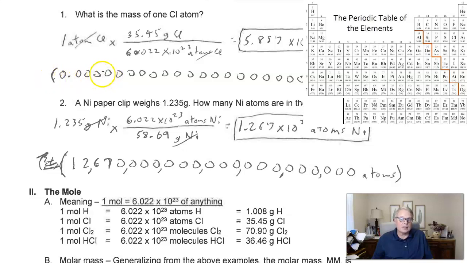They make balances that go out to here. They go out to 4 decimal places. These are analytical balances. Any kind of air current at all on a 4-digit balance will throw it off. So you've got to close the door.